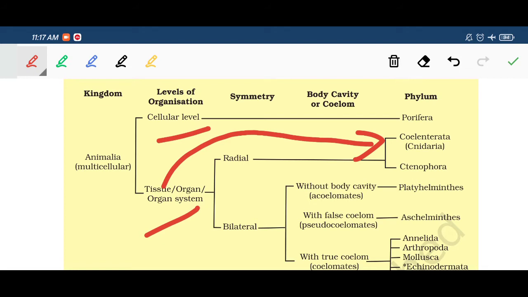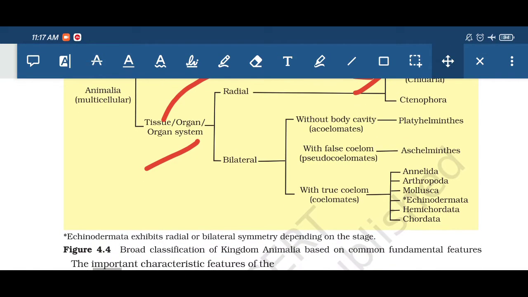Next, Platyhelminthes are acoelomates, bilaterally symmetrical, and have organ level of organization. Then Aschelminthes are pseudocoelomates and bilaterally symmetrical. Then annelids, arthropods, molluscans, echinodermata, hemichordata and chordata all have a true coelom, that is, they are coelomates and have bilateral symmetry. Arthropoda, mollusca, echinodermata, hemichordata and chordata all have organ system level of organization.